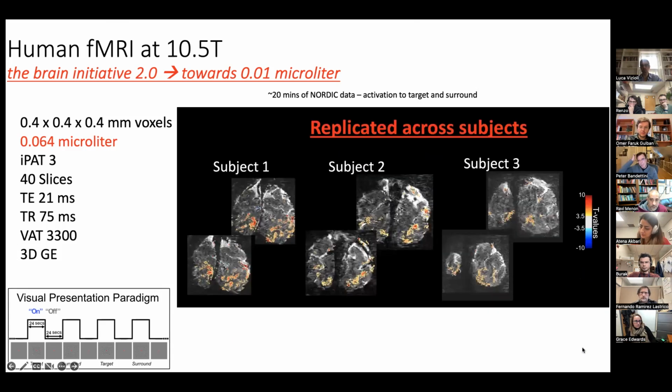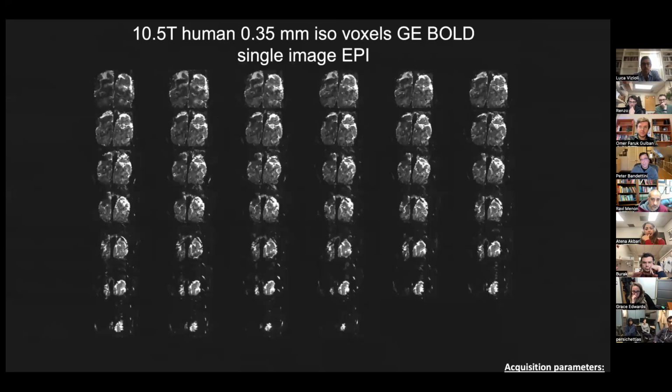As I said, not quite routinely, but we've been able to acquire data across several subjects. This is an example of 3 different subjects. This is only 20 minutes of data. It is a slow block design, so SNR is relatively high, but still, we're looking at 0.4 isotropic voxels with 20 minutes of data, single image EPI. So things are looking quite good and quite promising. We're quite pleased with the activation achievable, the functional mapping achievable with this resolution.